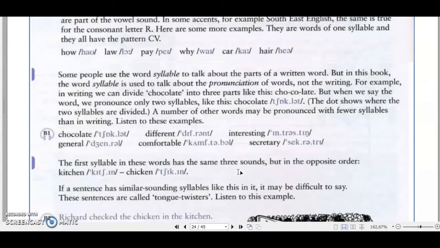Some people use the word syllable to talk about the part of the written word, but in this book and in this class, the word syllable is used to talk about the pronunciation of words, not the writing. For example, in writing, we can divide chocolate into 3 parts. But when we say the word, we pronounce only 2 syllables. Chocolate. The dot shows where the 2 syllables are divided.